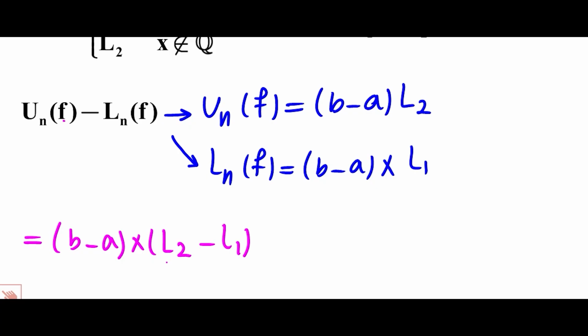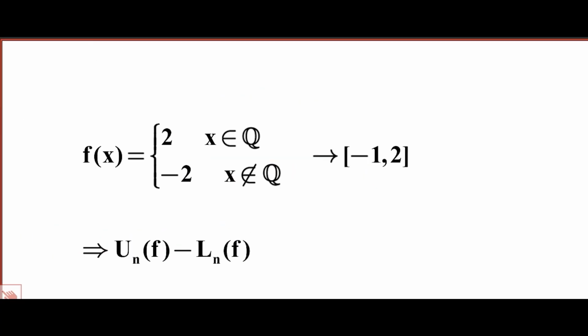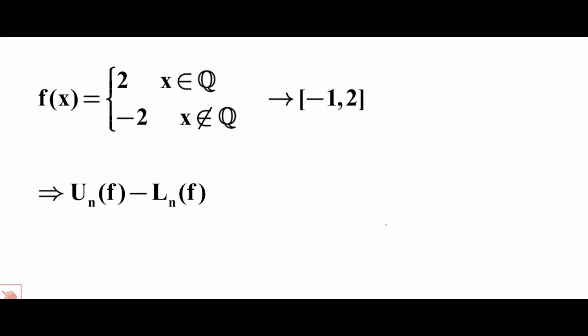Now let's apply this to a specific problem. Number 1. f of x is 2 if x is rational and negative 2 if x is irrational in the interval negative 1 to 2. Let's solve this step by step. Step 1. Find the length of the interval, which means 2 minus negative 1 equals 3.